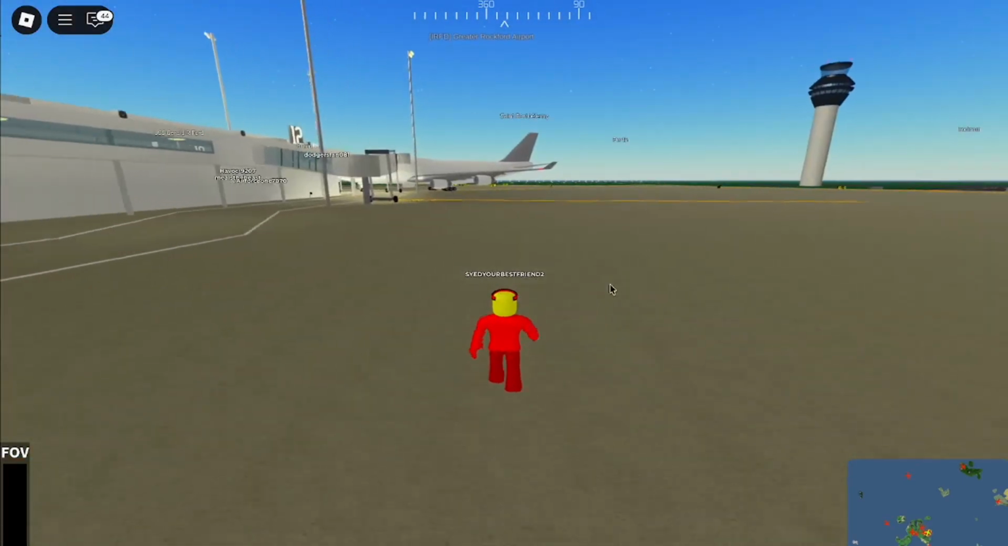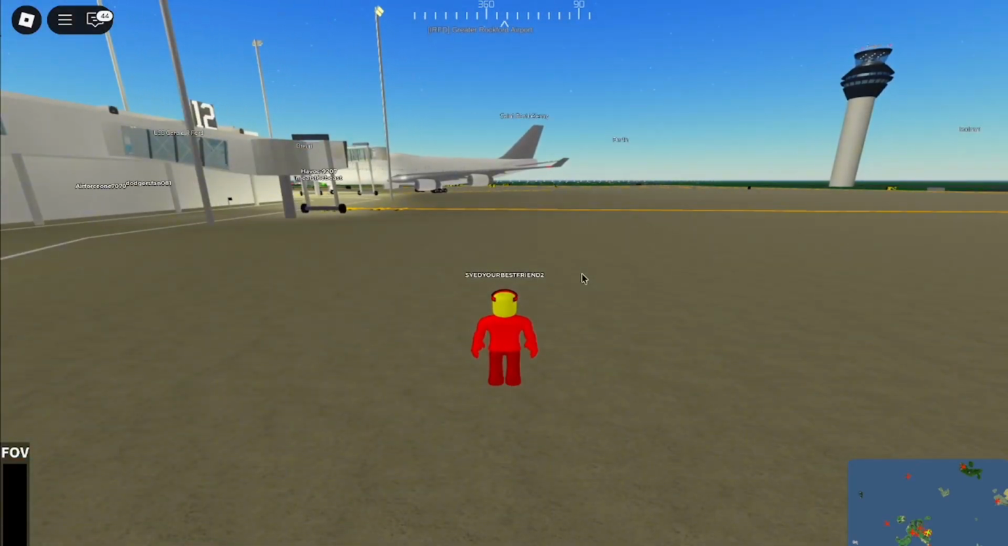So we're going to be going over four specific types of planes. I'm going to go over MD 80/90 planes, Boeing planes, Airbus planes, and biplanes.